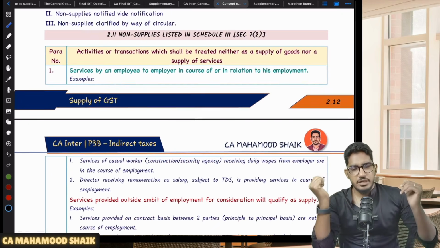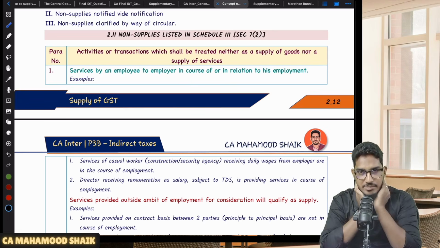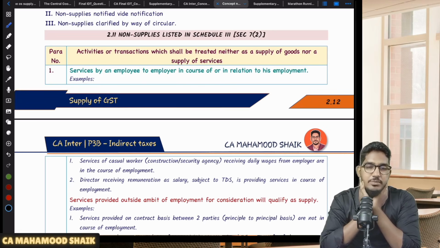See, you all are aware, different people, either your family, friends, whoever it is, they are all working with some companies as an employee, no? So as an employee, you provide services to your employer and every month you get some salary. You are making supply of services.